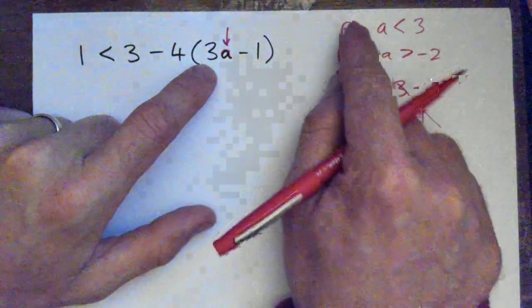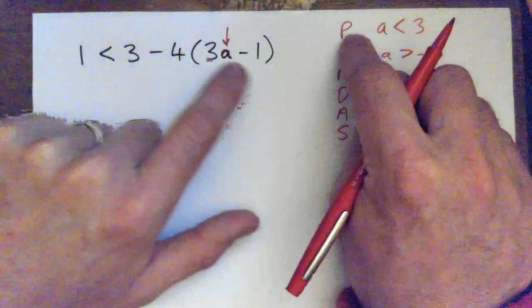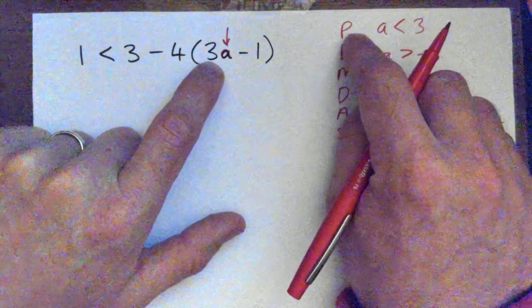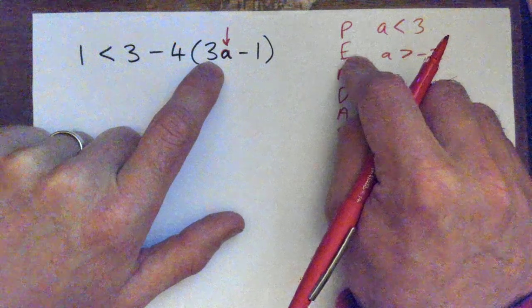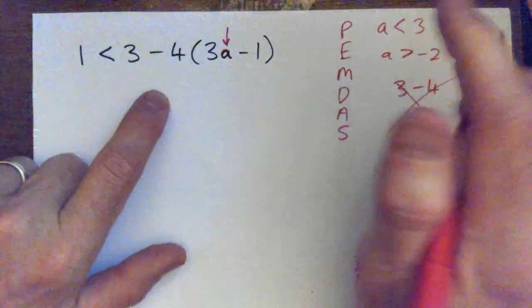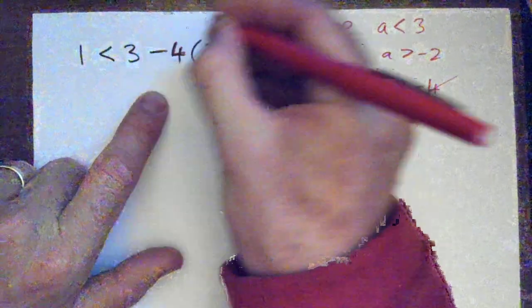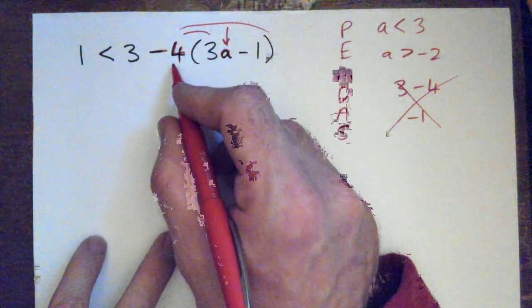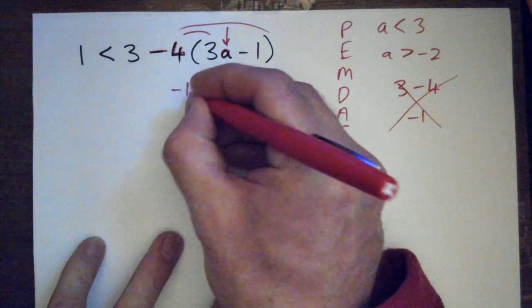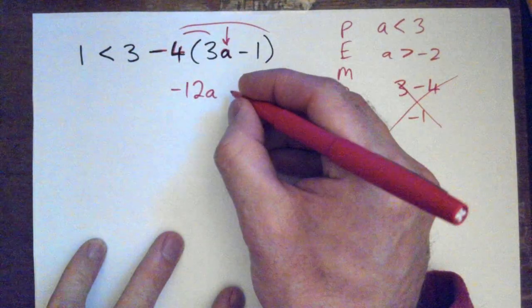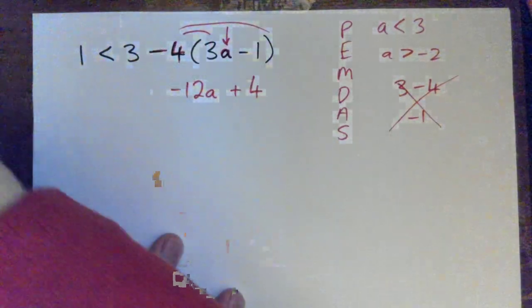And so we try to do parentheses. We can't do it because they're not like terms. There's no exponents, and then we multiply. So we take our negative 4 and we multiply it by both terms in here. So negative 4 times 3a, negative 12a, negative 4 times negative 1 plus 4. Okay with that?